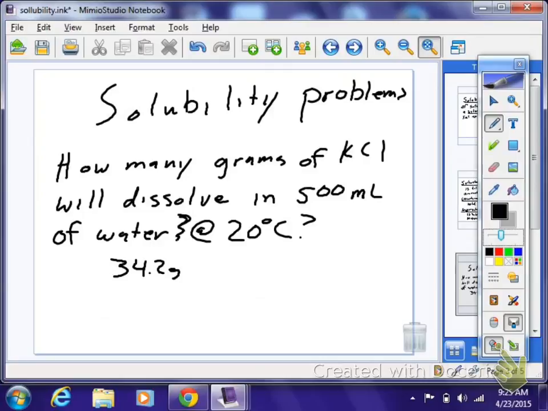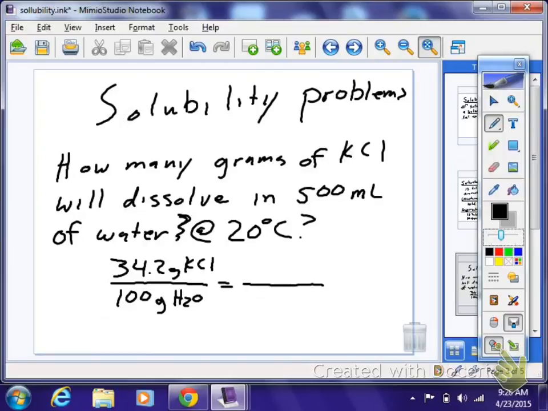grams of KCl over 100 grams of water. That's its solubility. That's saturated. What we want to do is see what we need to make the same saturated solution, but with more water. So 500 milliliters is the same as 500 grams because water's density is 1 gram per milliliter. That means they're the same.